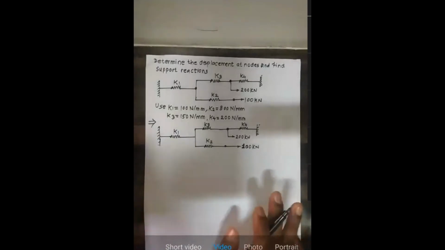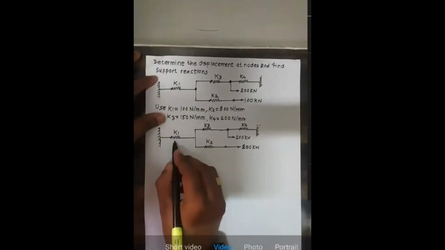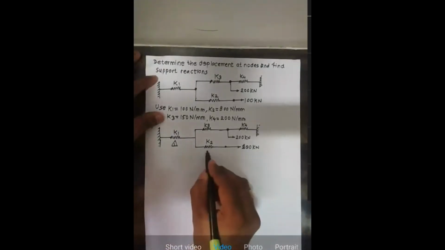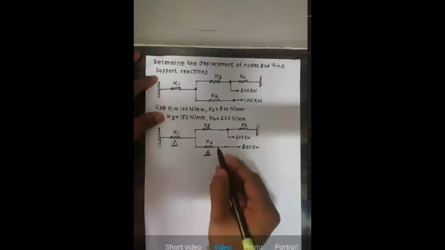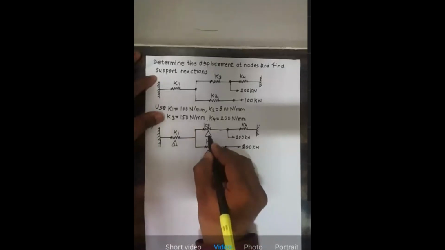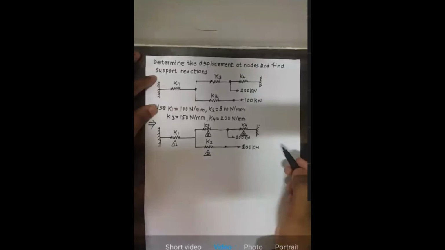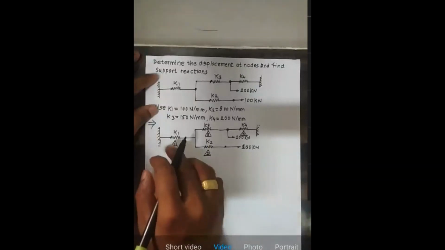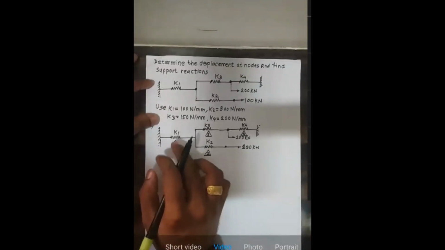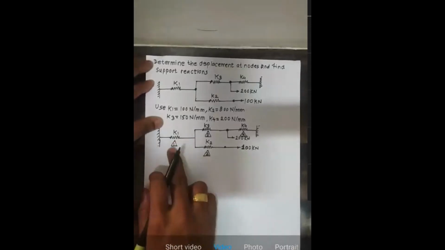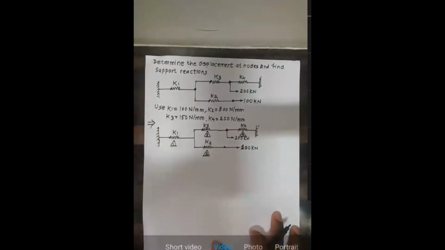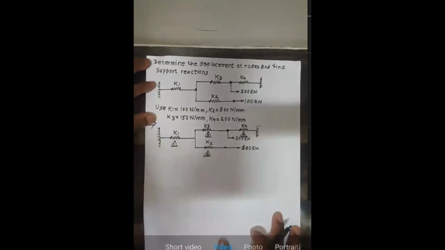So elements have been already formed. I will call this element number 1, this is element number 2, this is element number 3, this is element number 4. Is it okay? Only I have assigned the elements. Already there are elements, you just need to write down those elements inside a triangle. So element number 1, 2, 3, and 4. Once you have formed the elements, after that you need to assign the numbering to the nodes, right?